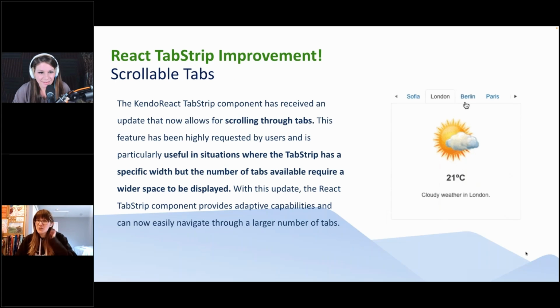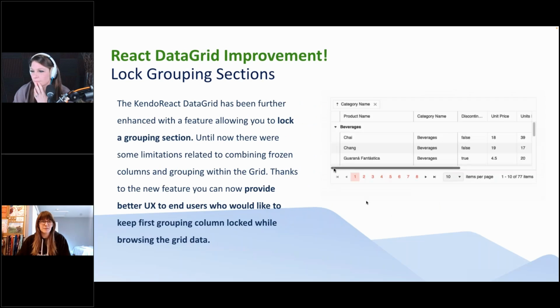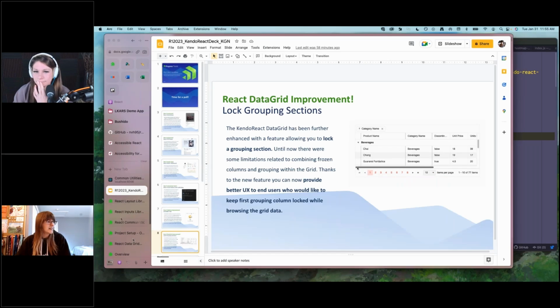Now on to some improvements that we got to some of our existing components. First is the tab strip. So we now have scrollable tabs. There are a lot of situations where you end up with a section of tabs that is wider than the container or the screen that you have, especially when you're building responsive things. So here we now have scrollable arrows on either side that will allow you to use the tabs in a situation when you have limited space.